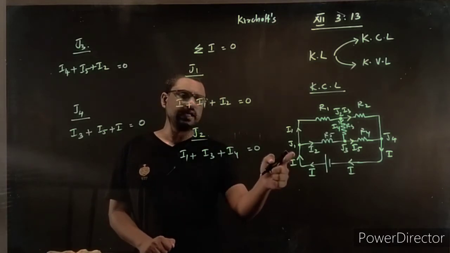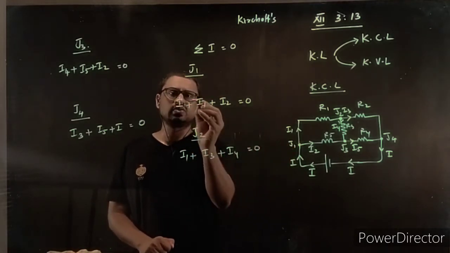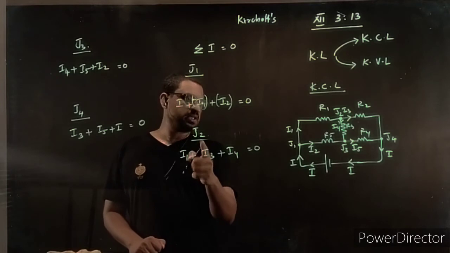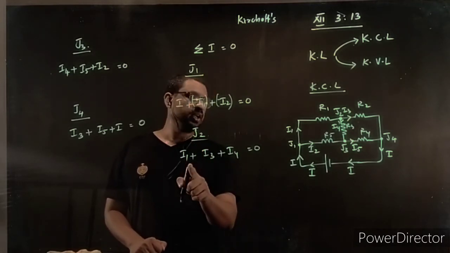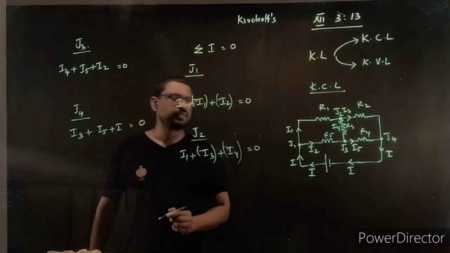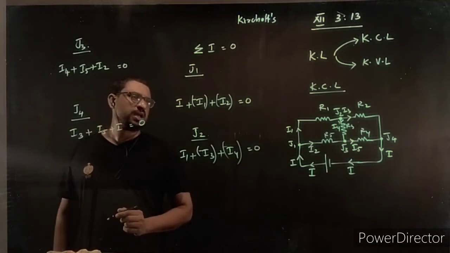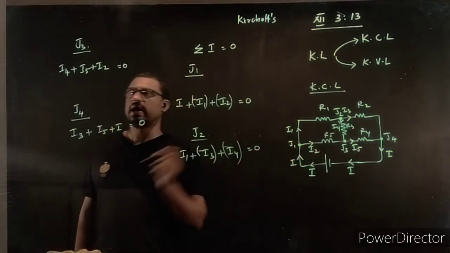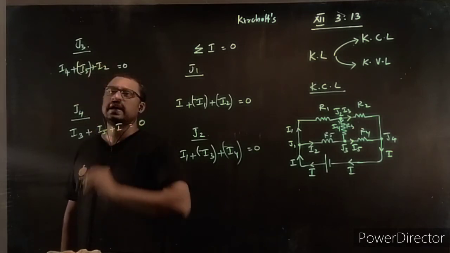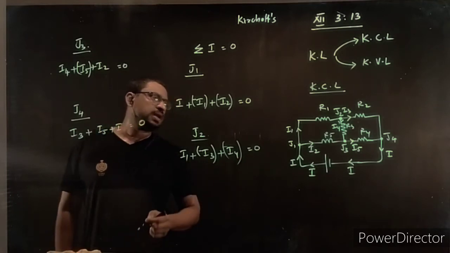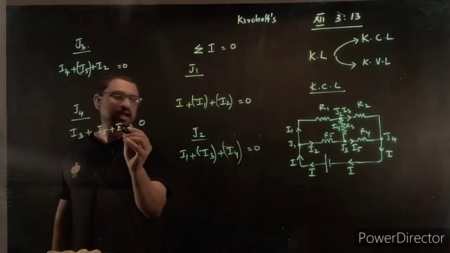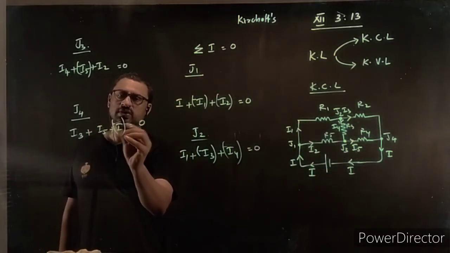So I is entering, I1 and I2 are leaving, so we apply negative to them. Now at J2, I1 is entering, I3 and I4 are leaving, so you have to apply negative there. Now what about J3? At J3, I4 and I2 are entering and I5 is leaving, so we have to put negative I5. At J4, I5 and I3 are entering and I is leaving, so we have to put a negative sign on I.